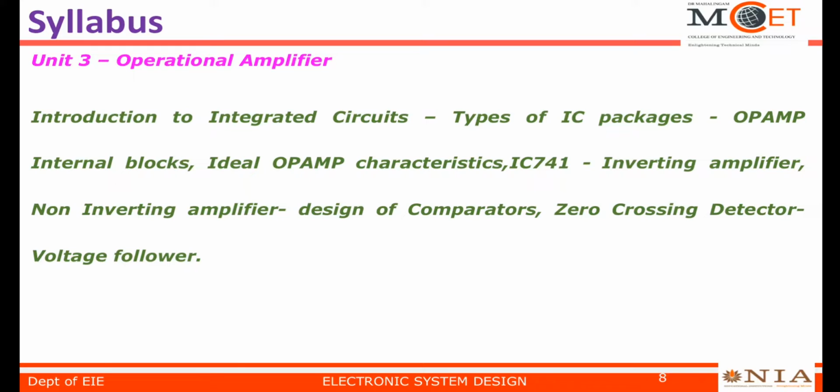Then, finally using op-amp, we are going to design an inverting amplifier, a non-inverting amplifier, and we are going to design a comparator, zero crossing detectors and voltage followers. These are all some application end devices using the op-amp circuit.